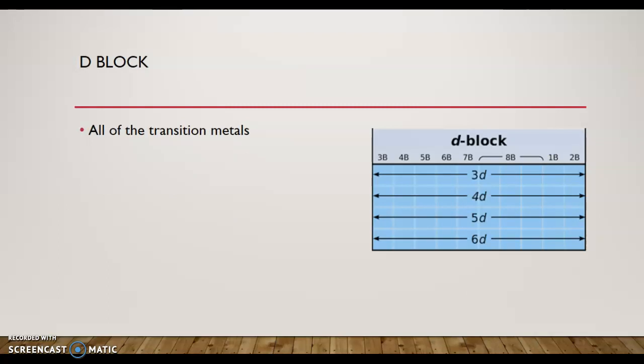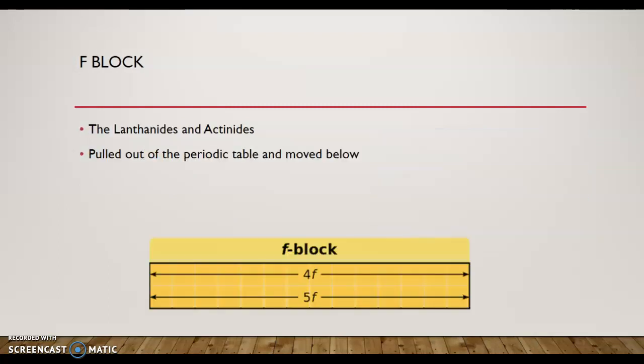Your D block is all of the transition metals. And then again, your F block is the lanthanides and actinides. Just a reminder, it gets pulled out of the periodic table and moved below so that we can fit the periodic table onto a single page of paper. But we still have to keep that in mind, because as we move forward, this 4F and 5F that we see right here will become really important, and we have to remember that the F block does still get inserted in the periodic table.